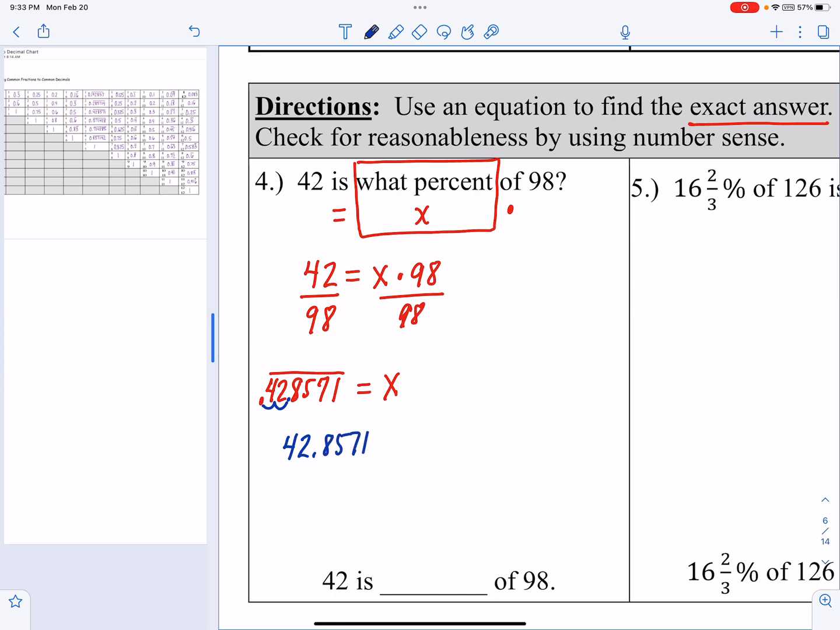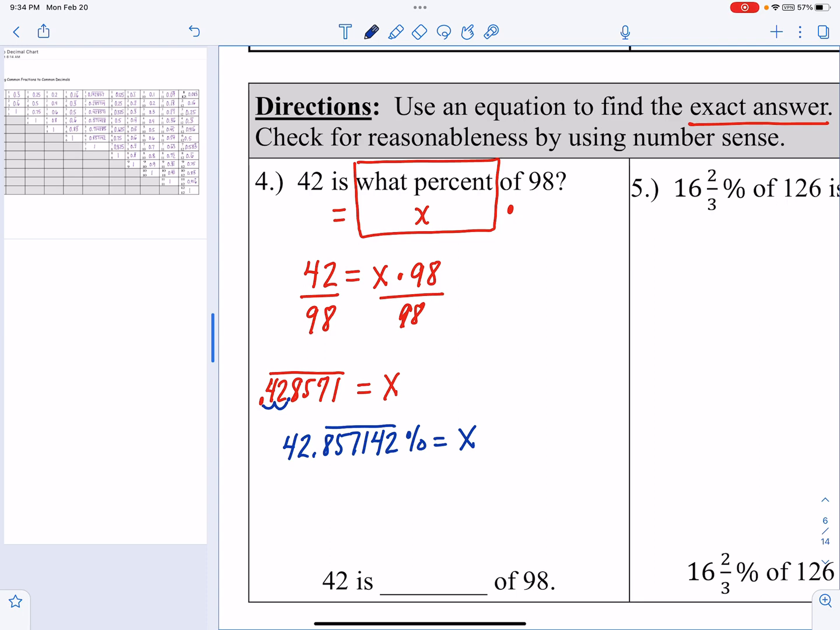42.8571. And don't forget, what would be after the 1? Because we can't put a repeating bar into the whole number, you have to represent that in the decimal side. So 8571, after that would be a 4 and then a 2. And so this is the repeating part, equals X. And we have to remember that this is now representing the percent. And so there is our answer. And we could just put that down in the answer spot.